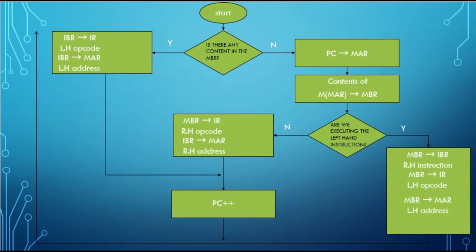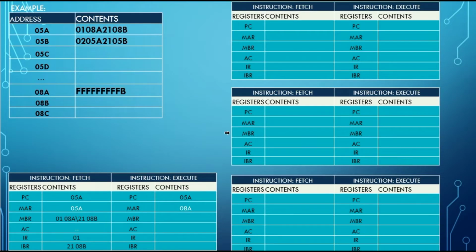And then now we go back to our flowchart, right? Good. So is there any content in the memory buffer register? No. So if no is the answer, then we say, okay, program counter equals memory address register. But because we already have a memory address register, we just skip this step, and then we say we get the contents of the memory address register and place them into the memory buffer register. So meaning we're going to get the contents that are in 08A and place them in MBR.